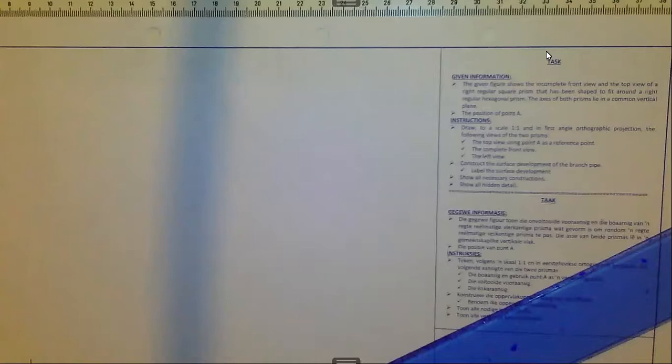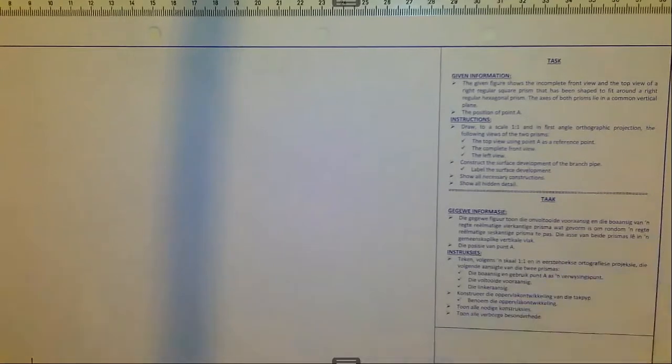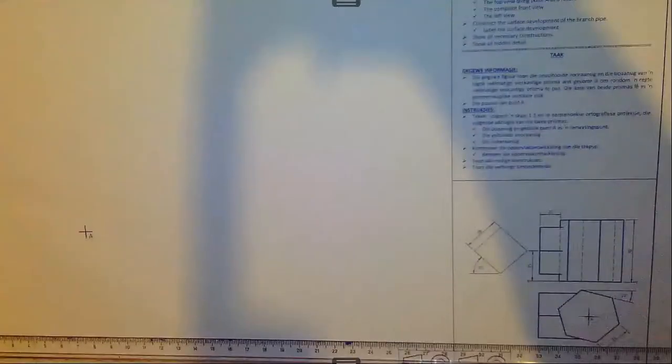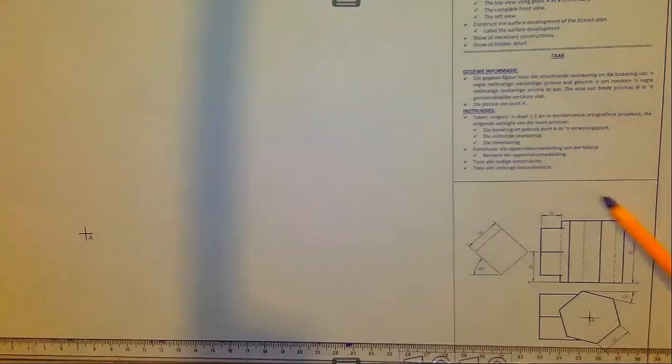Just move this case away. The given figure shows the incomplete front view and top view of a right regular square prism that has been shaped to fit around a right regular hexagonal prism. So the views are here. Maybe you would want to see them before we start. There you go. So we have got this, which is what we are supposed to draw today.